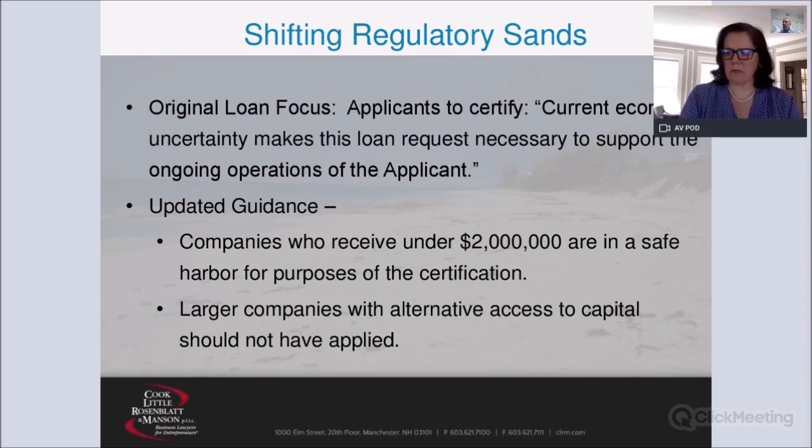Number one is they changed the rules to say, well, wait a minute, if you're a larger company that has an alternative access to capital, even if you think that under the current economic conditions the loan request was necessary, because you had an alternative place to go for capital, you shouldn't have applied for this loan. That was nowhere in the initial loan application, the initial guidance, or anything else.